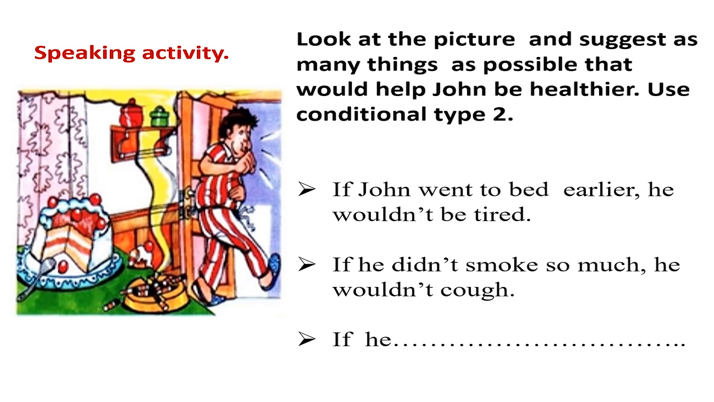Okay, now it's time for speaking. It's your time for the production stage. So I'd like you to look at this picture and suggest as many things as possible that would help John be healthier. And you are going to use conditional type 2. If you are with a partner or a friend, you can challenge each other to come up with sentences. So for example, you can say, if John went to bed earlier, he wouldn't be tired. And your friend would say, if he didn't smoke so much, he wouldn't cough.